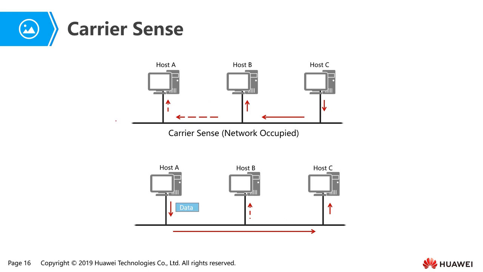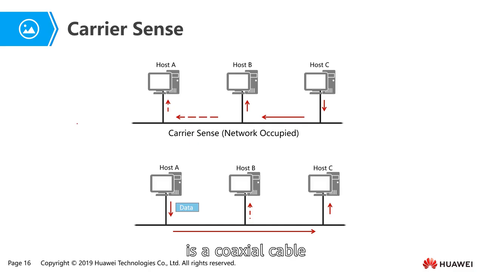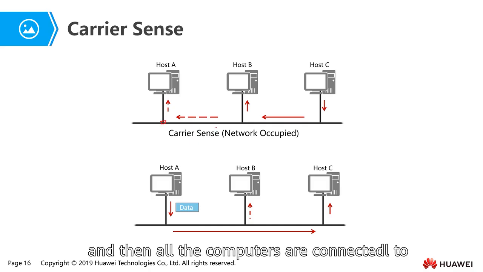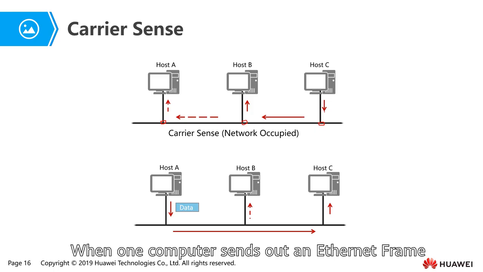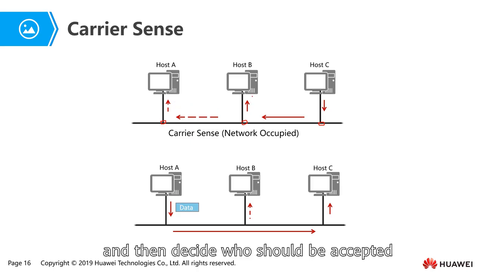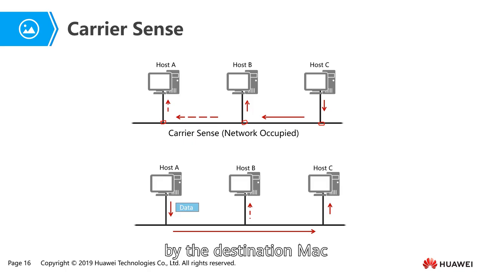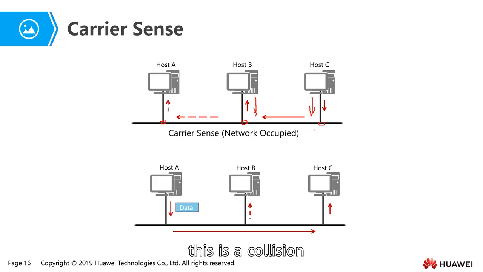The earliest Ethernet used a coaxial cable, and all the computers were connected to this coaxial cable. That means when one computer sends out an Ethernet frame, all the others will receive it, and then decide who should accept it by the destination MAC. Then there is a problem. If two computers send out data at the same time, what happens? This is a collision.